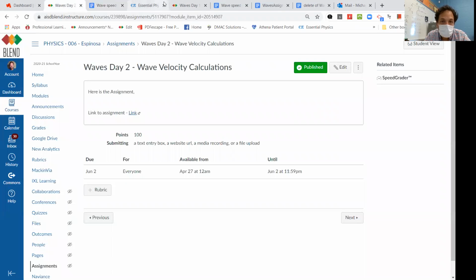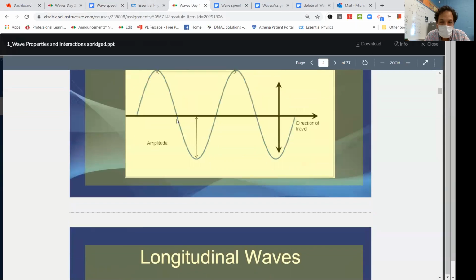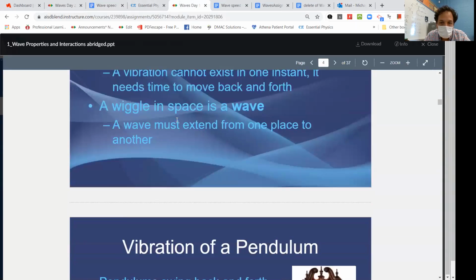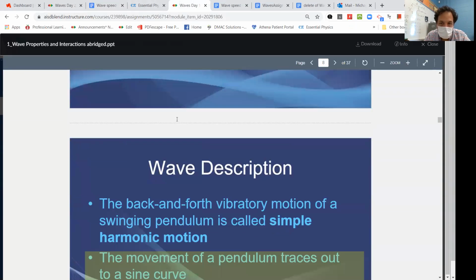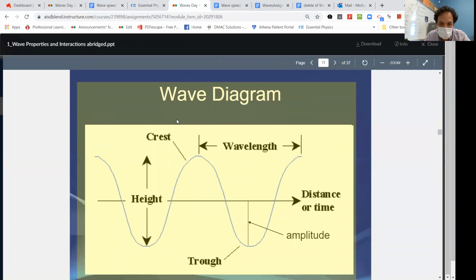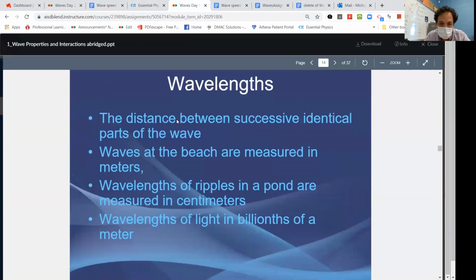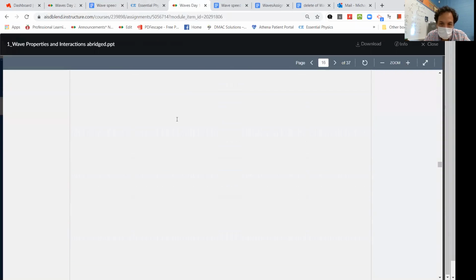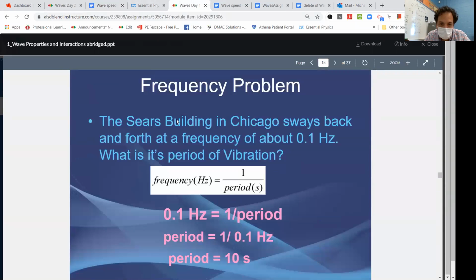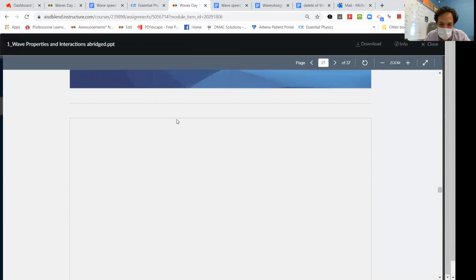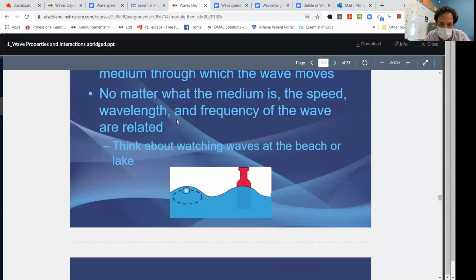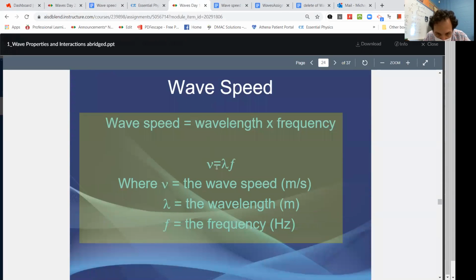Let's see. Let's look for it. Just want to make sure I write it correctly. So the background, frequency, wave motion, wave speed. Here we go. Yeah, velocity equals wavelength times frequency.